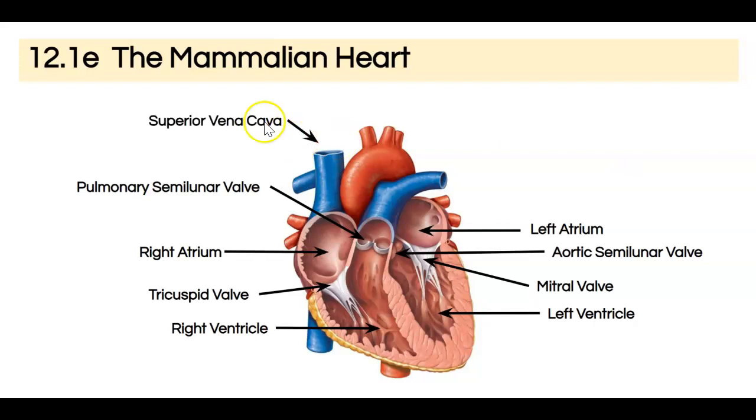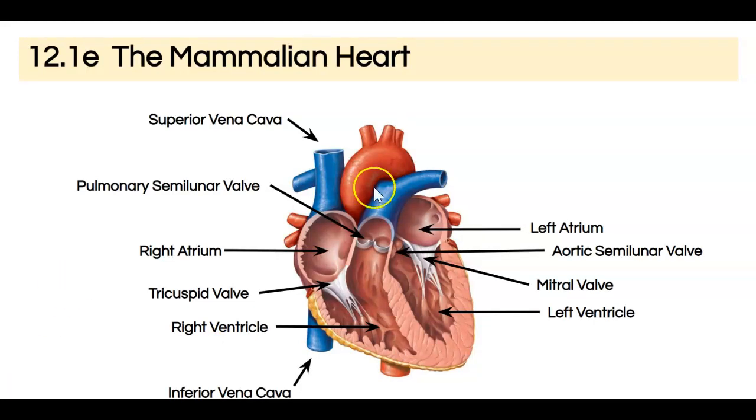So up here we have the superior vena cava. Superior means above. And so down here, it's kind of hard to see, but you can see sort of the shadow here that the superior vena cava leads to the right atrium, but then also there's another vessel below that leads to the right atrium, and that is called the inferior vena cava. And like I said, both of them are going to be leading to that right atrium.